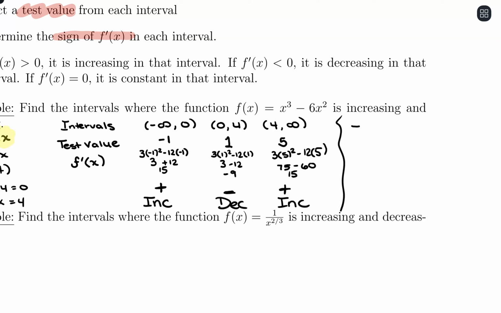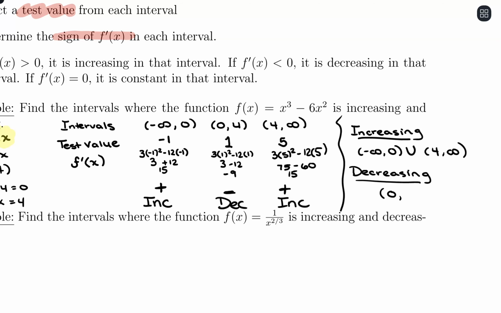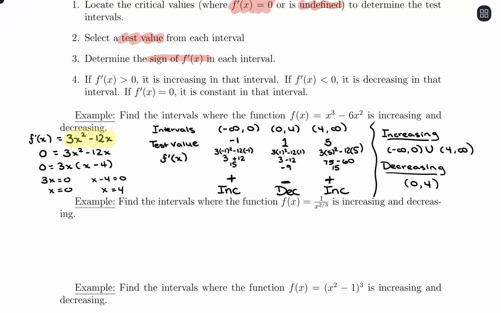So our final answer, intervals for increasing, our function is increasing from -infinity to 0 and 4 to infinity. And then our function is decreasing between 0 and 4. But all of this was done without using the graph. We kind of talked about the graph first so that we knew what to expect, but this doesn't require any graphing. This is just using our first derivative, and positives and negatives is what it comes down to.